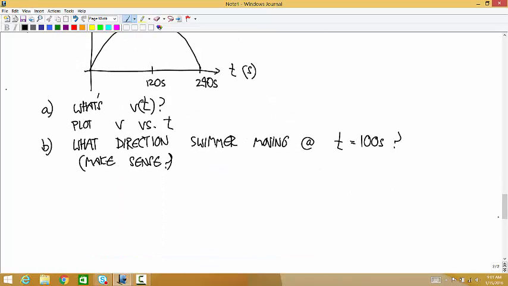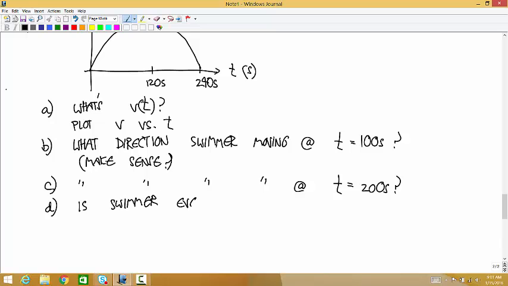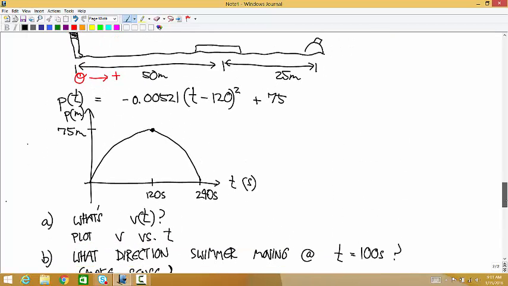And then last, what direction is the swimmer moving at time equals 200 seconds? Actually, let's do one more. Is the swimmer ever at rest, and when? Okay, so go through that problem.